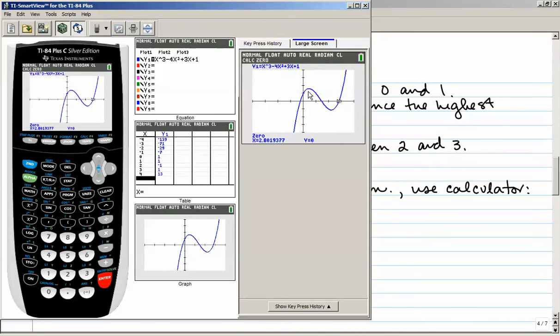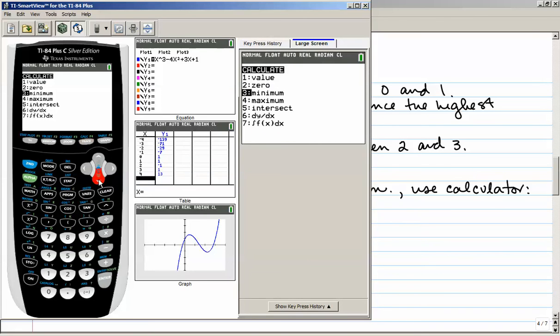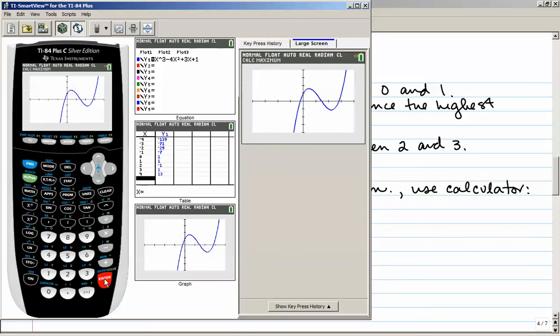So right here we have a relative maximum. So I'll do second trace, and I'm going to go down and look for a maximum value, and I'm going to put my cursor somewhere to the left of that maximum. So it's going to take me a little while to move it over there. Okay. There we go. Okay, so anywhere here to the left of it, I'll put it right about there, and hit enter. Now I need to move it over here to the right of the maximum, and hit enter.